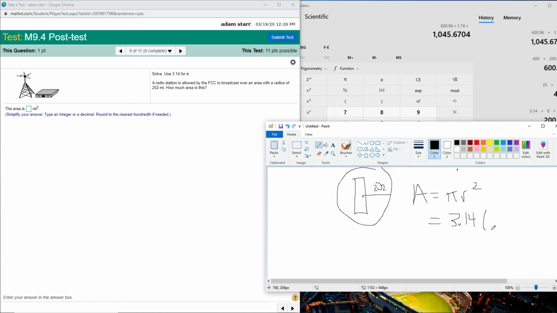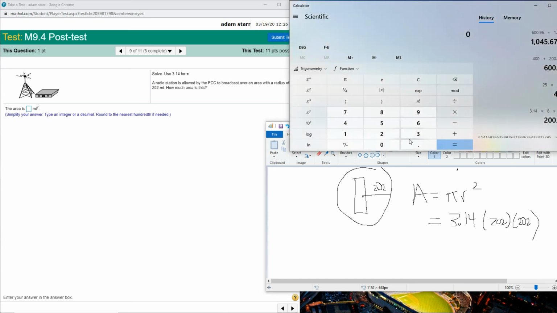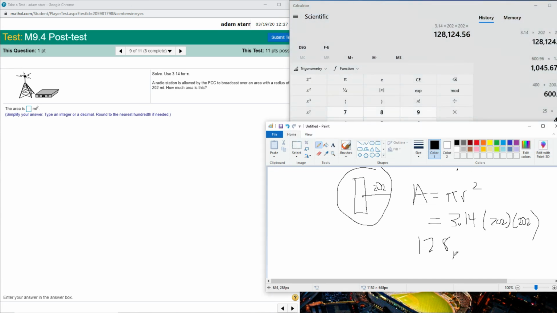So 3.14 times my radius, which is 202. I have to square it, so I'm multiplying it by itself. So on my calculator, 3.14 times 202 times another 202. I get 128,124.56. This says round to the nearest hundredth if needed.